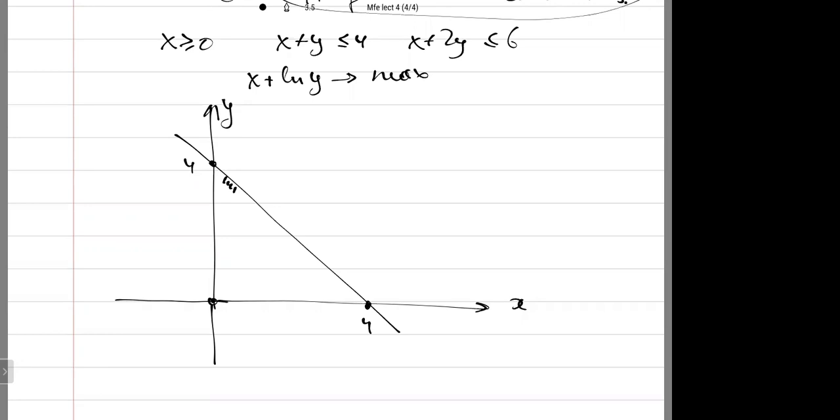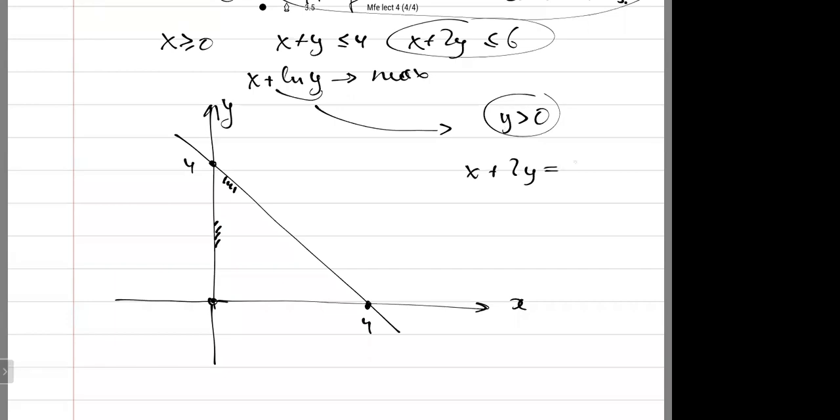Okay, let's continue. We also need to draw x is greater than 0, so we need to use that part. Y is strictly greater than 0 because I have logarithm of y. And finally, I need to draw the line x plus 2y is 6. It will go like this: I will have 3 there, and I will have 6, and I need to use that part of my plot.